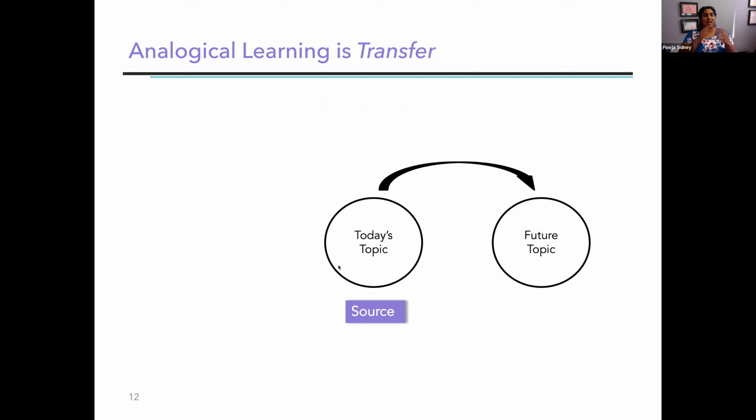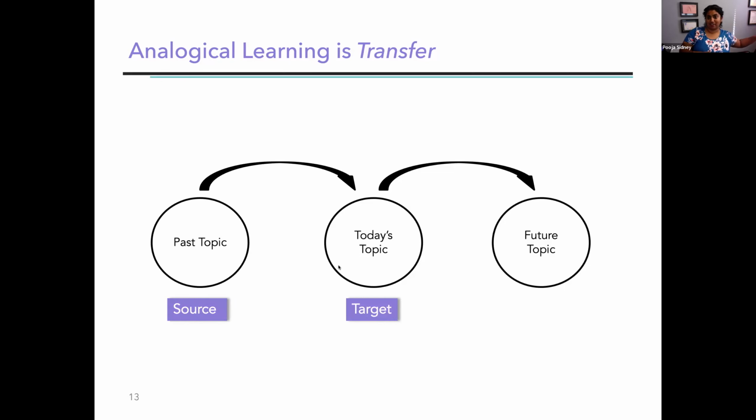So imagine that I'm a sixth grade teacher and I'm talking about fraction division today, and I want my students to learn really well, and I want to help them draw on their prior knowledge of whole number division. So that means that today's topic is not the source of analogical transfer. Instead, it's the target of transfer. And the source of our analogies is in the past, sometimes many years in the past.